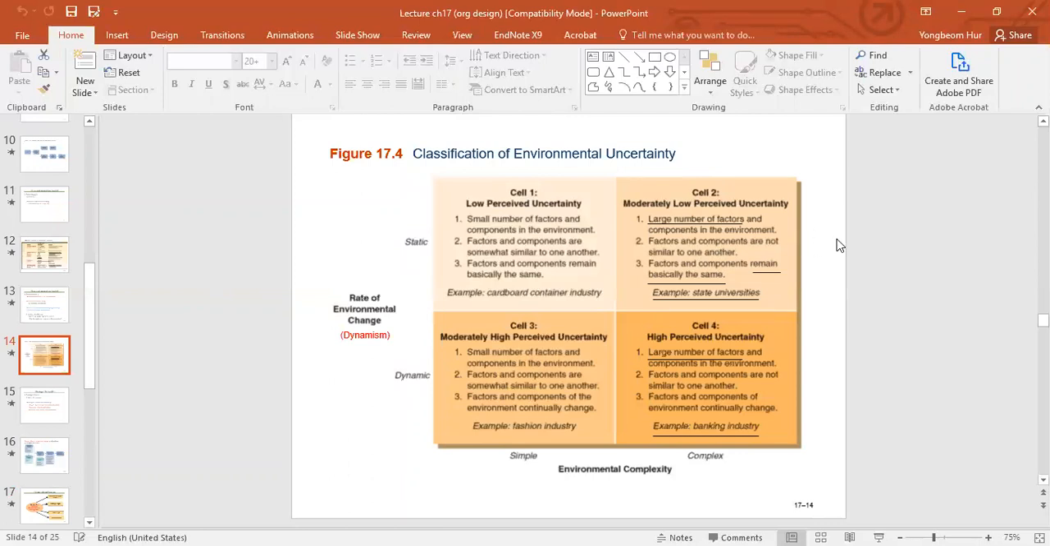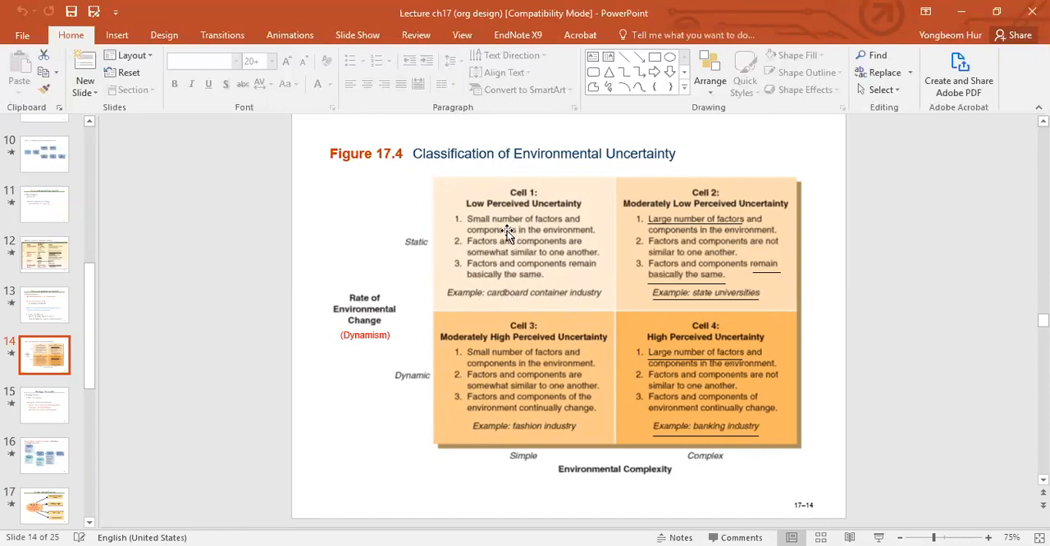So, many theorists in organizational structure argue that when there is low uncertainty and low, simple complexity, which is cell one. Low uncertainty means they're in a very steady environment, and simple complexity, like in cell one, the easy example is the cardboard container industry. They are pretty much centralized. They don't need to pay special attention to a changing environment.